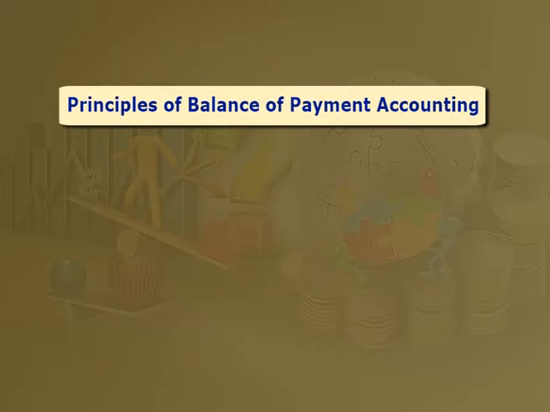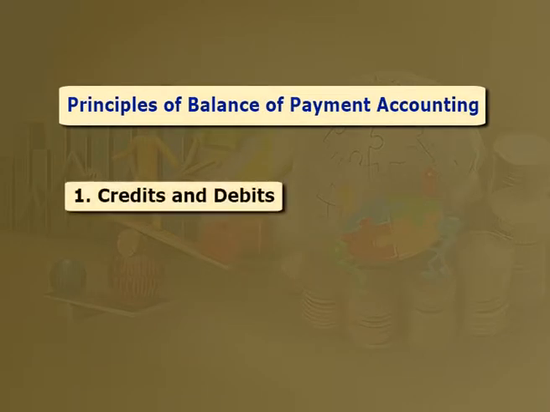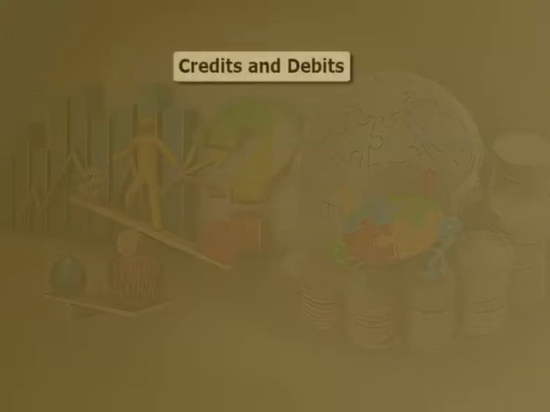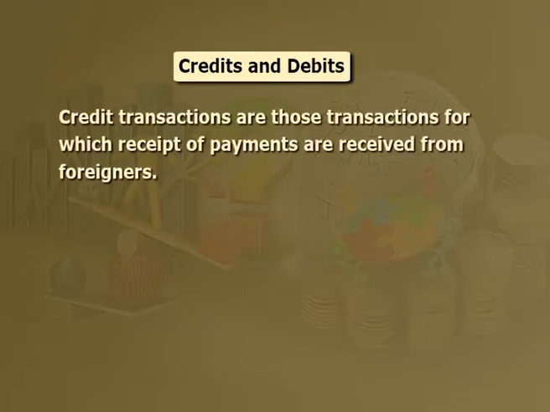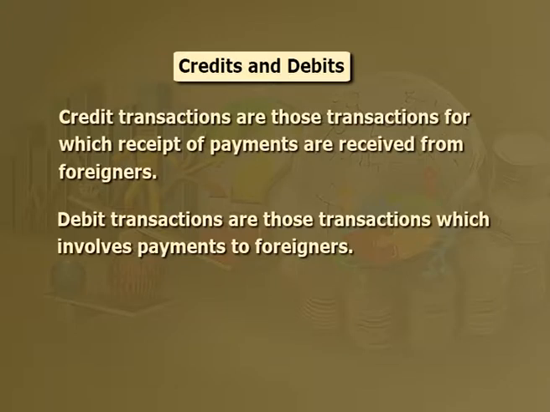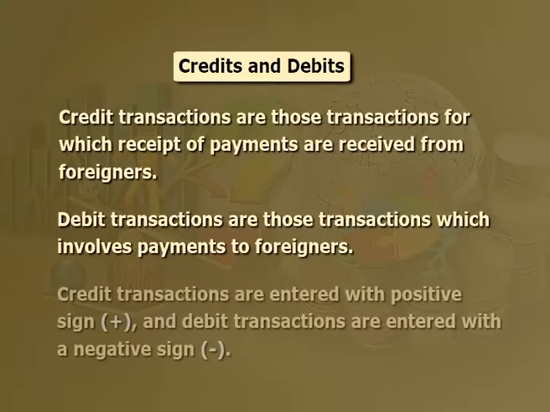Let us now focus on the principles of balance of payments accounting. We will begin with credits and debits. International transactions are classified as credits and debits. Credit transactions are those for which payments are received from foreigners. Debit transactions are those which involve payments to foreigners. Credit transactions are entered with a positive sign and debit transactions with a negative sign.